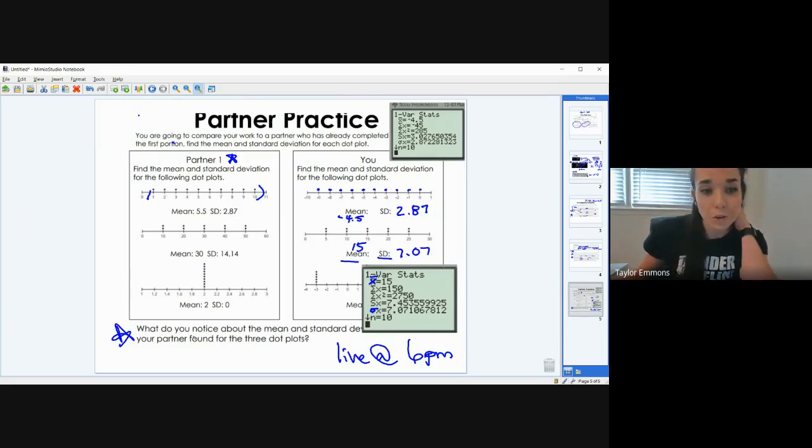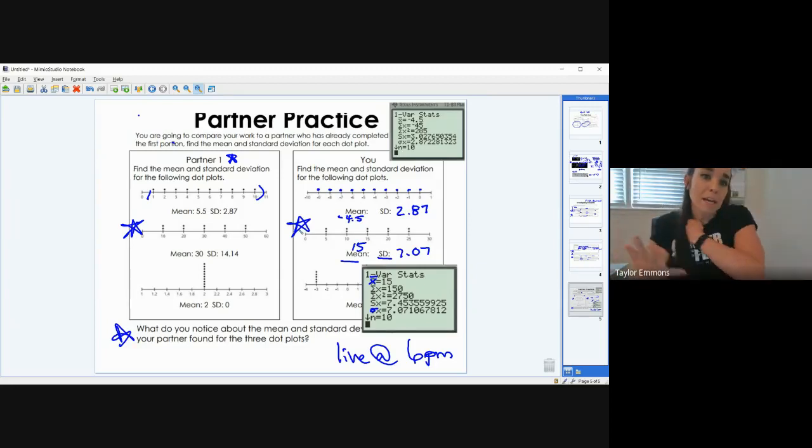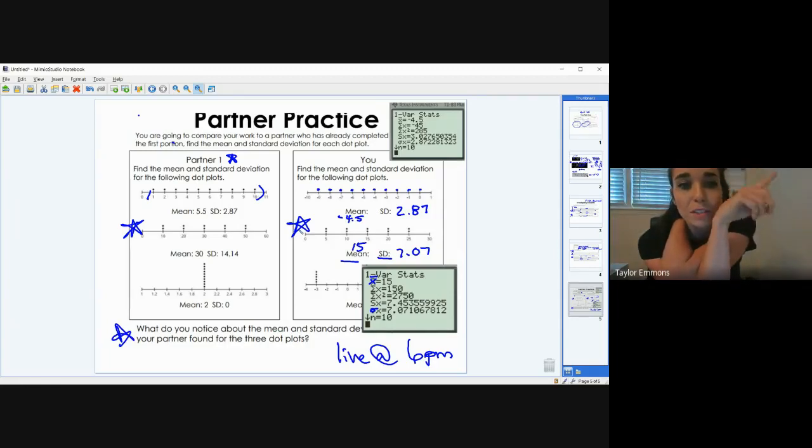All right, so now what do you notice about the mean and the standard deviation between this guy and this guy? And can somebody answer that for me? So what do you know about the mean from one to the other? And what's the difference between the standard deviations? And why are they different?